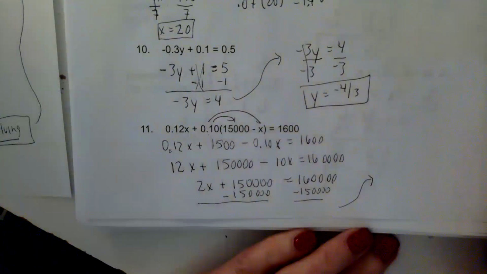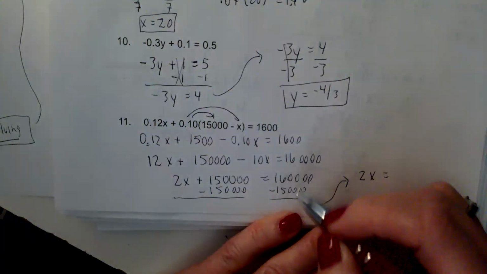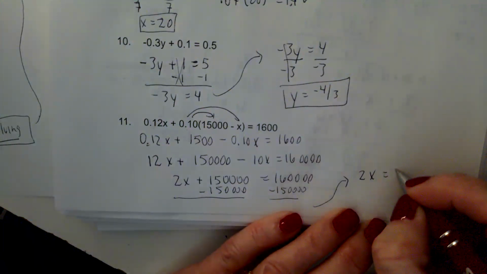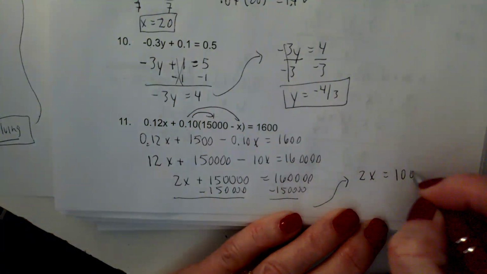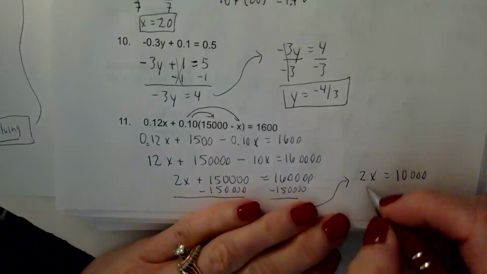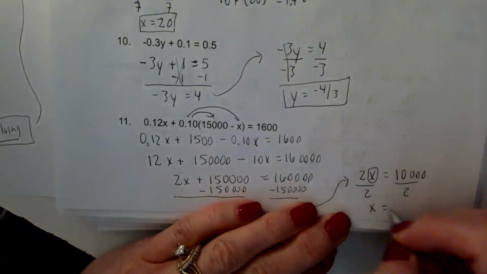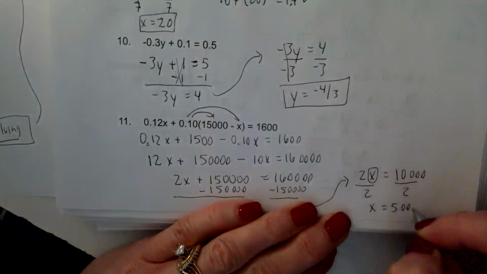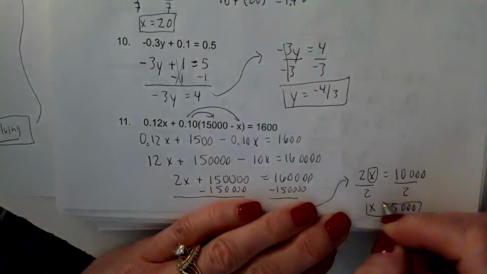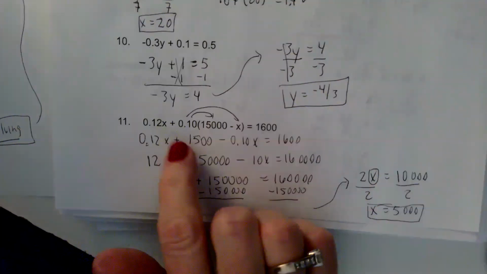And my result is 2x equals 160,000 minus 150,000 is 10,000. And then to solve for x, I'm going to divide by 2. So x equals 5,000. And you can check your answer by putting x back into your equation.